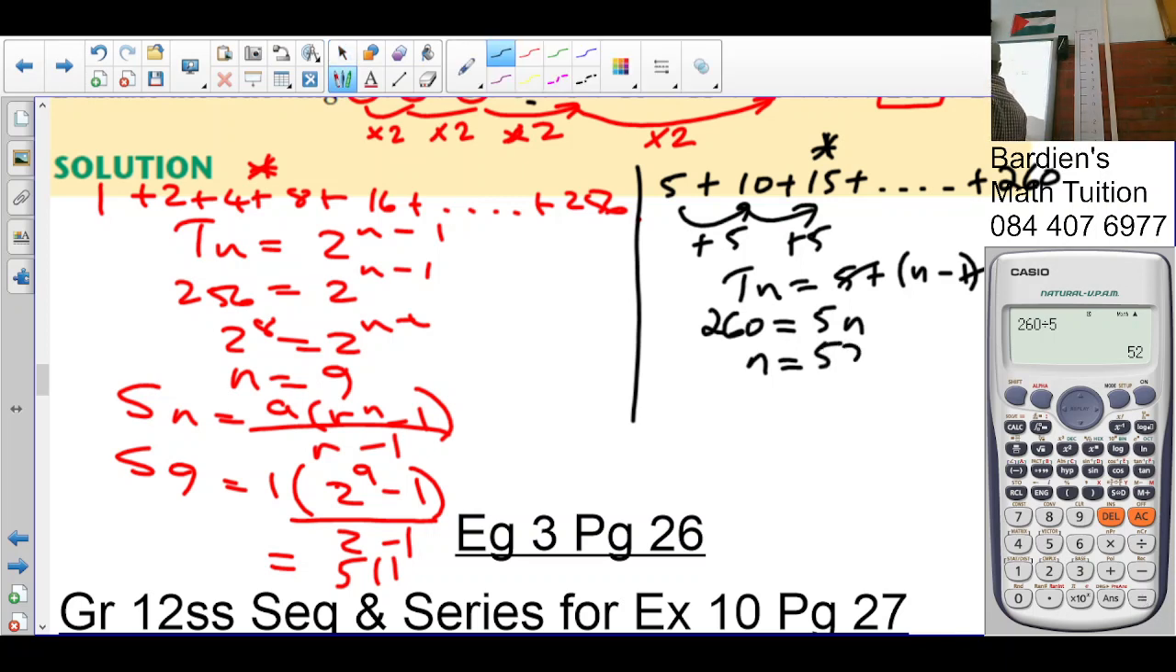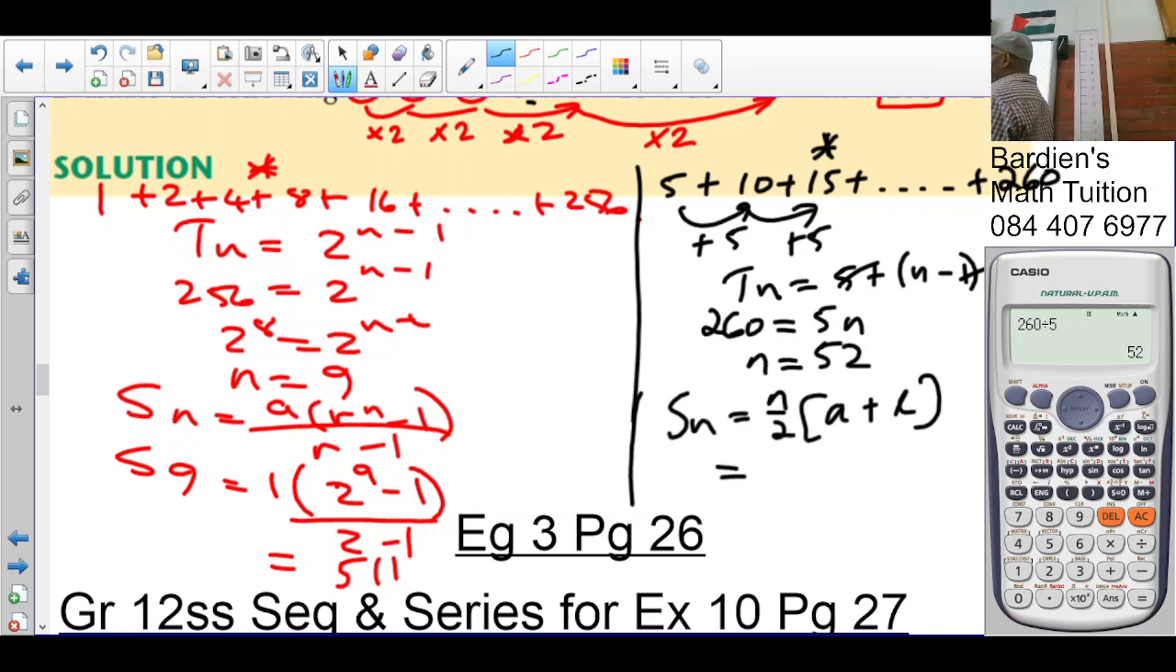Far from 30. 5 times 13 is going to be 65. Okay. But anyway, so this is arithmetic. Do we have our last term? Yes. So we can use the formula Sn is equal to n over 2 into a plus l. If I did not know the last term, it would be 2a plus n minus 1 d. So it's going to be 52 over 2 into a, which is 5, plus l, which is 260.